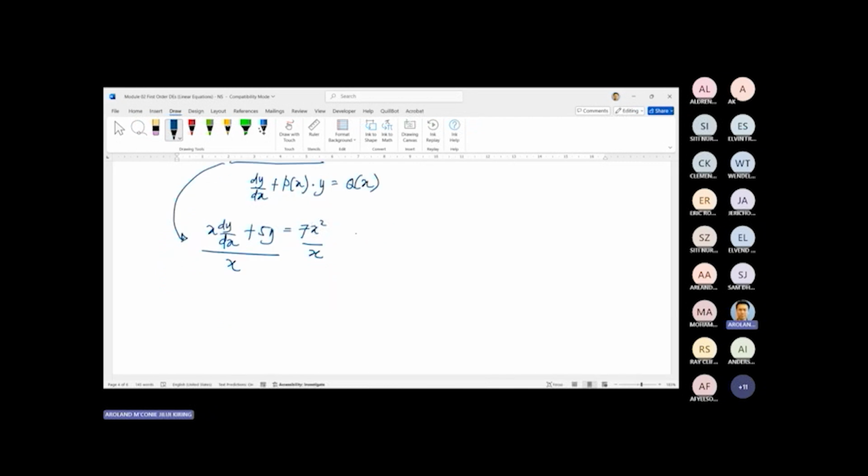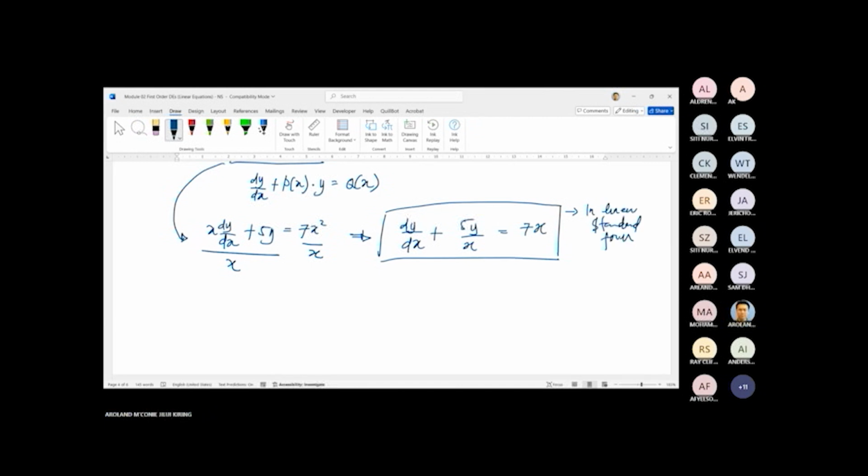So this will give you dy over dx plus 5y over x equals 7x. This is what we want in the standard form, the linear standard form. Once you get your linear standard form, this is your p of x, the function in front of y. So your p of x is 5 over x.